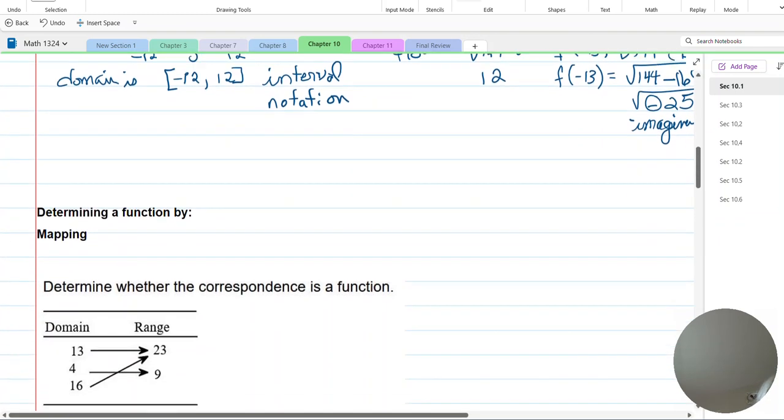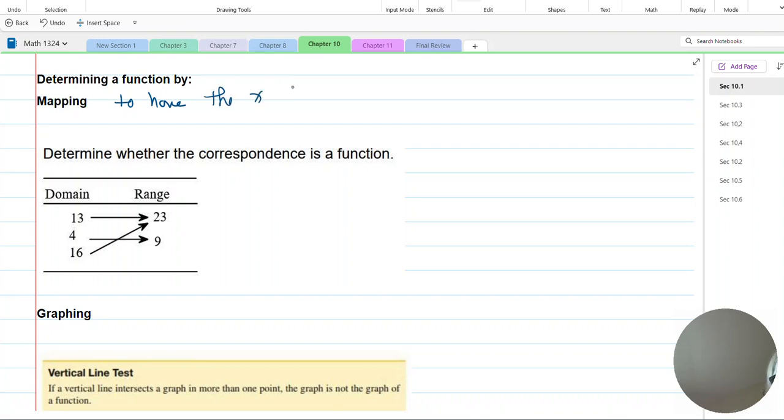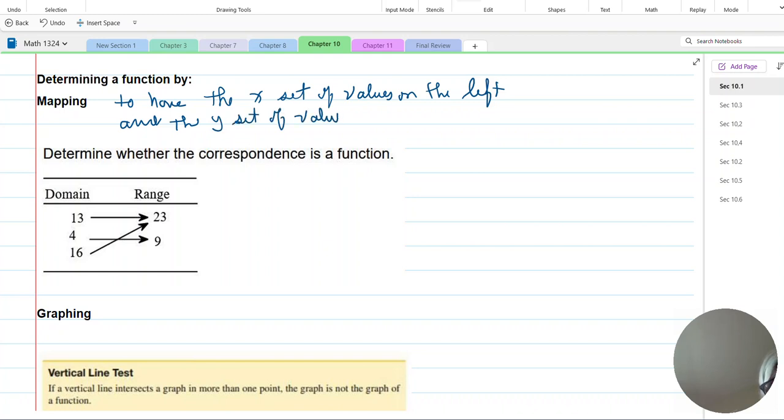All right. Now we're talking about mapping. Mapping is to have a set of X values on the left and a set of values on the right.